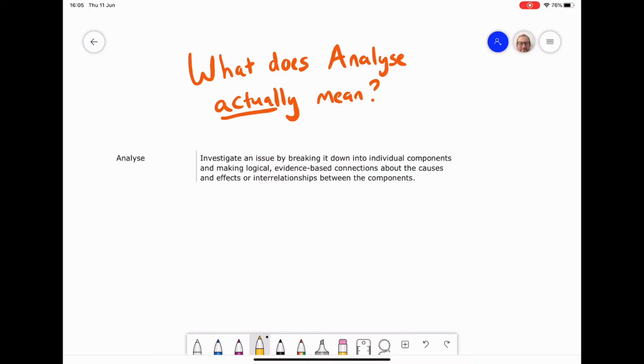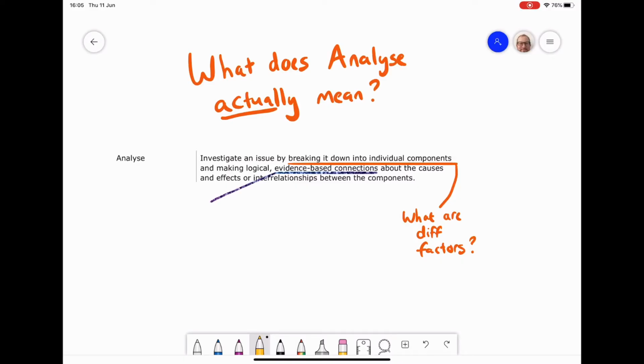For some people, that might seem like gobbledygook. It might just seem really confusing. So I'm going to break it down slightly to help to explain it better. So breaking it down into individual components. When we're looking at an issue, that will just tell me that I need to realise that there are probably different factors that are going to be involved in this question. There's not just going to be one single factor. There'll be several different factors I need to talk about.